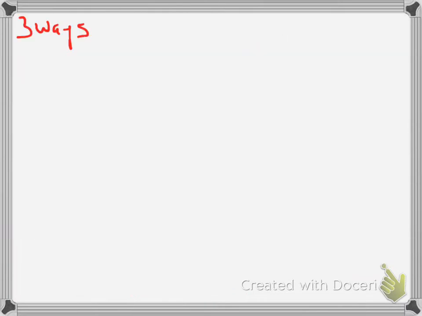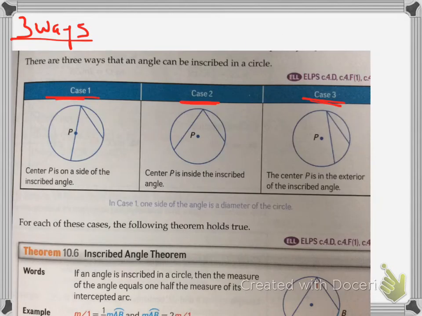So let's look at an example. Actually, we've got three ways we can have an angle be inscribed. One way is the center P is on a side of the inscribed angle. So there you notice that that chord is a diameter. Another way is that the center is inside the inscribed angle. And the third way is that the center is on the outside of the inscribed angle. Each one of those has a special way of looking at it.